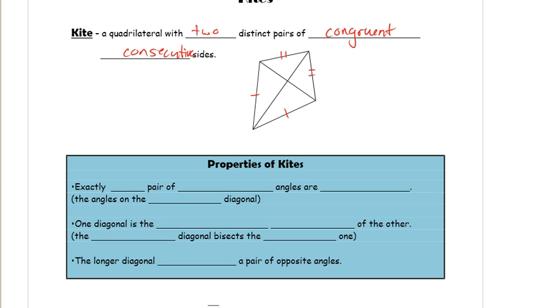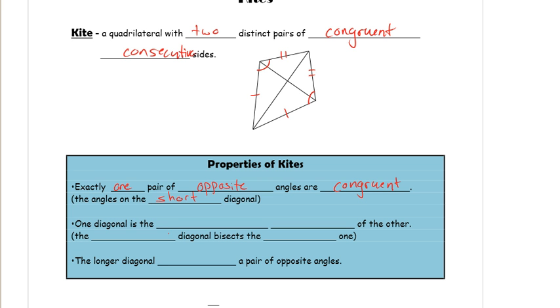We know exactly one pair of opposite angles are congruent. These would be the ones that are on the short diagonal. So these angles are not congruent to each other. One opens up wider than the other. However, these two angles are congruent to each other.